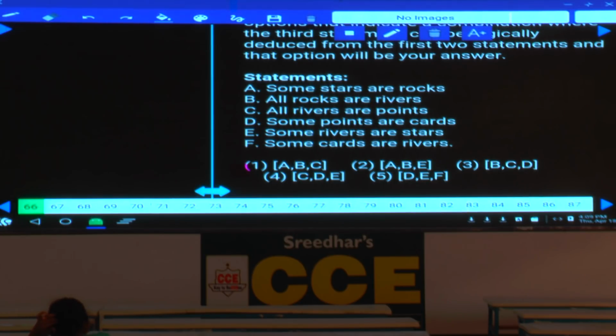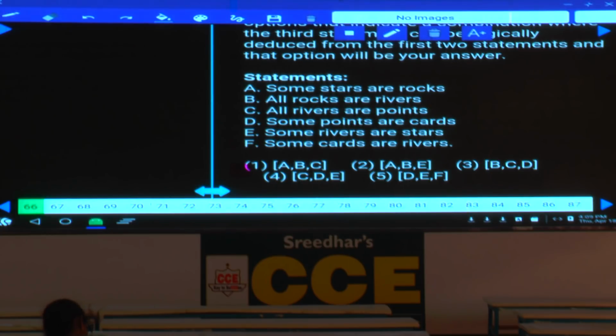Then coming to choice 1, A, B and C. In this, A and B are the statements and C is the conclusion. In A and B, it is star and rock, rock and river, and in C, all rivers are points. Now, there is a new word like point, whereas in A and B there is no word like point, hence choice 1 is ruled out. Then coming to choice 2, A, B and E. Some stars are rocks, all rocks are rivers, and E is some rivers are stars. Is it true or false? Some rivers are stars is definitely true. And so, what is your answer? Only 2 is the answer.